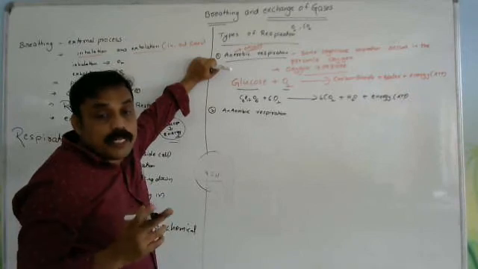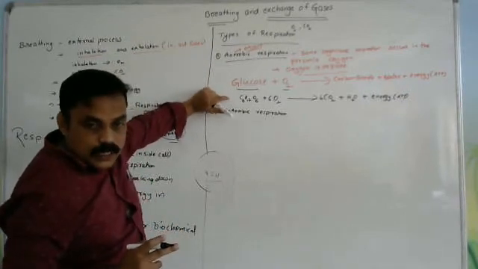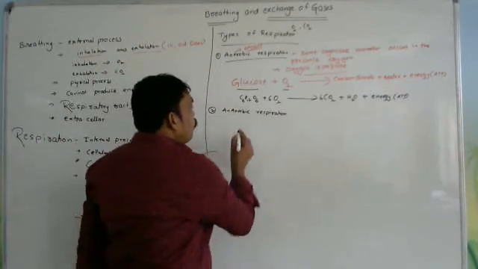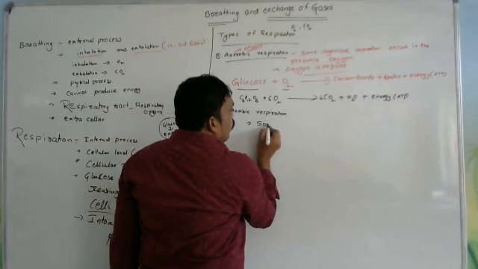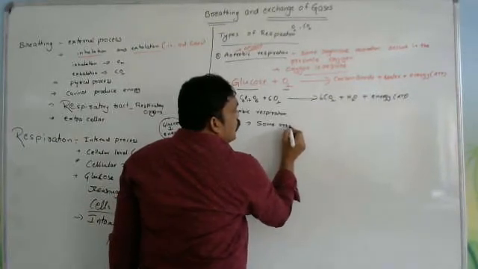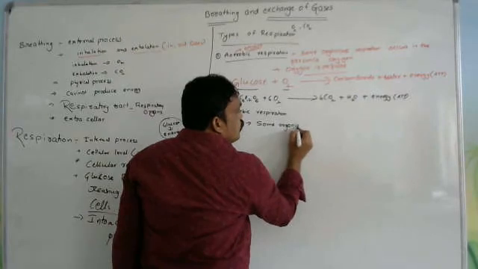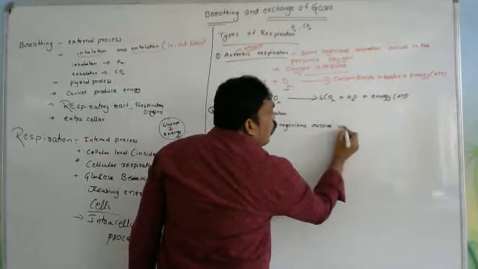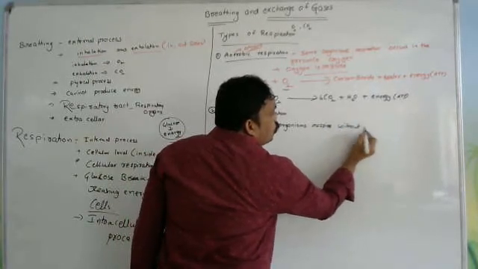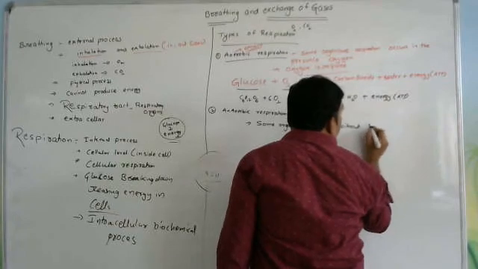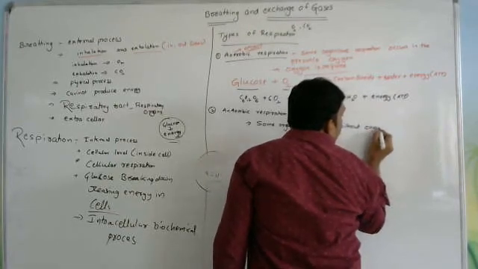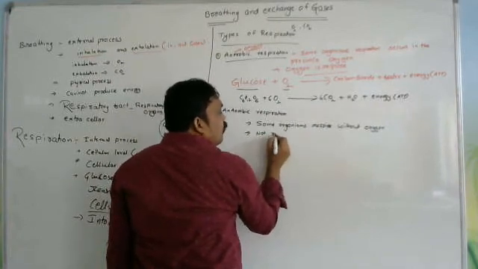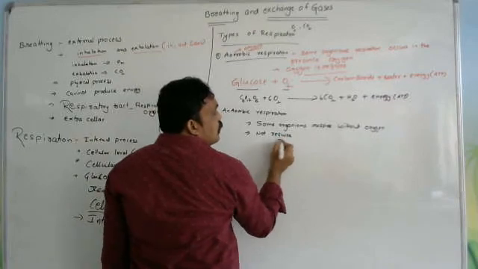What is anaerobic? Here an means off. In aerobic, oxygen is on; in anaerobic, oxygen is off. Some organisms respire without oxygen. Oxygen is not required for them in the process of respiration.